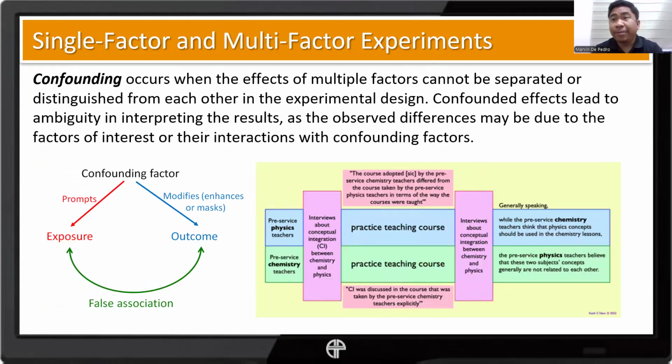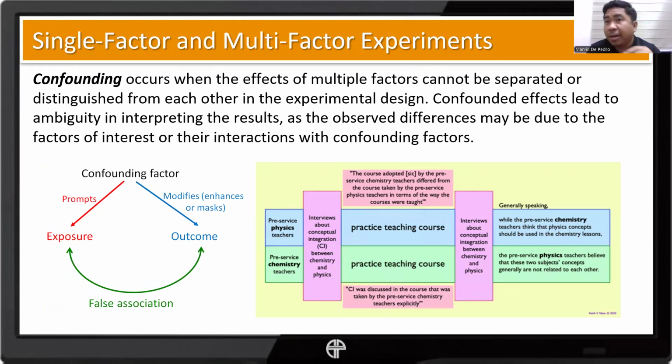We also have the confounding factors. We mentioned something about confounding during module 3 in the correlation part. Confounding occurs when the effects of multiple factors cannot be separated or distinguished from each other in the experimental design. Confounded effects lead to ambiguity in interpreting the results, as the observed differences may be due to the factors of interest or their interactions with confounding factors.